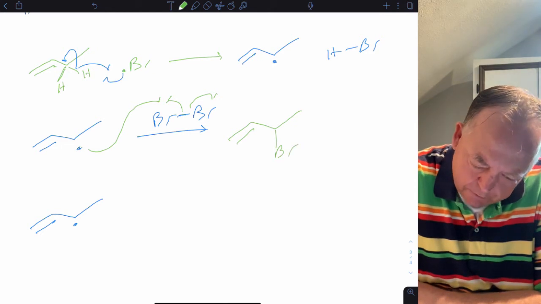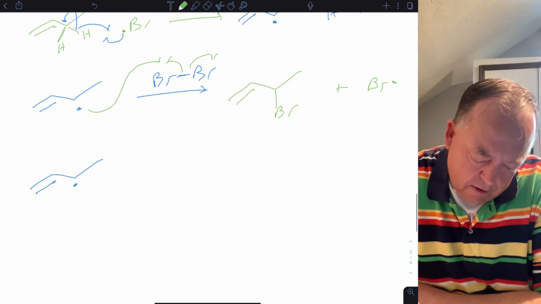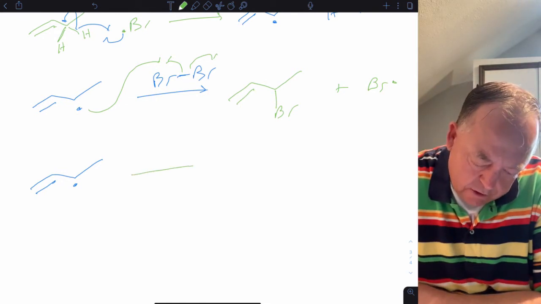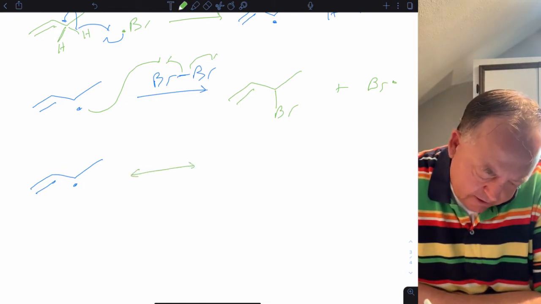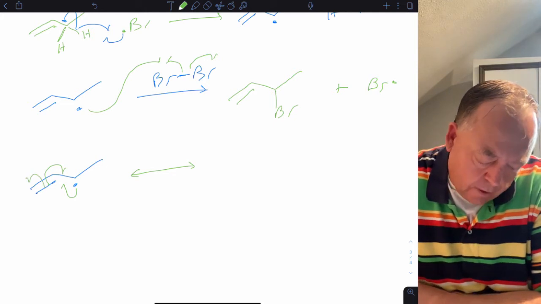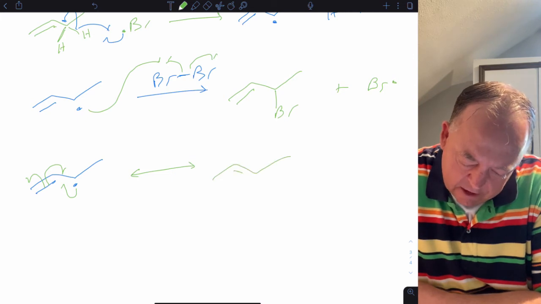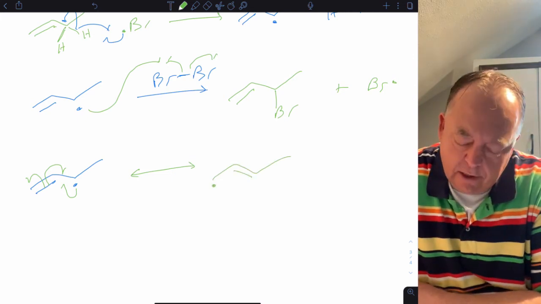So that's your major product. And then a bromine radical would be formed as well. Or what we could do with this is if we take this and draw a resonance structure. So we can move that there and move one of these over, and the other free radical electron stays behind on the carbon as a free radical. So now the double bond is here, and now the radical is there.